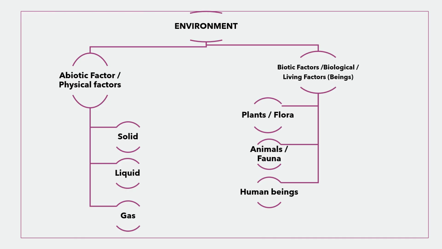Now here is a very conventional, very well discussed classification of environment. Environment can grossly be divided into abiotic factors or physical factors, and biotic factors or living factors or biological factors. These abiotic or non-living factors include solid, liquid and gas, and the biotic factors comprise plants, animals and human beings. Human beings are marked as a different kind of living organism.